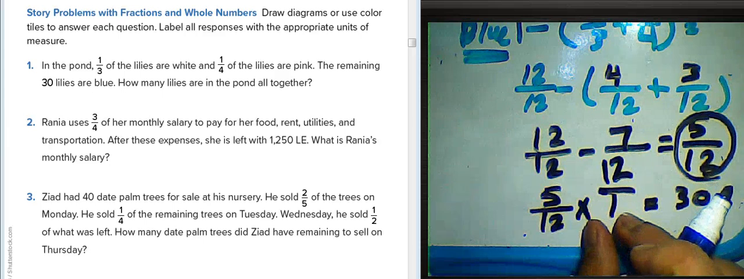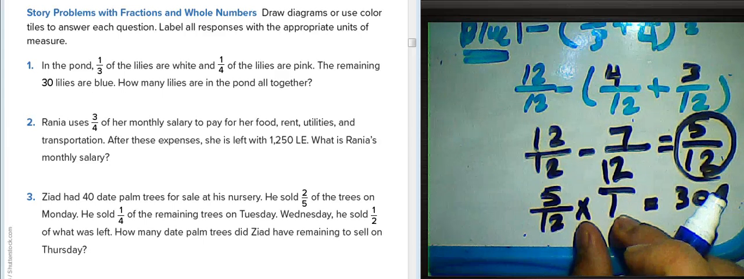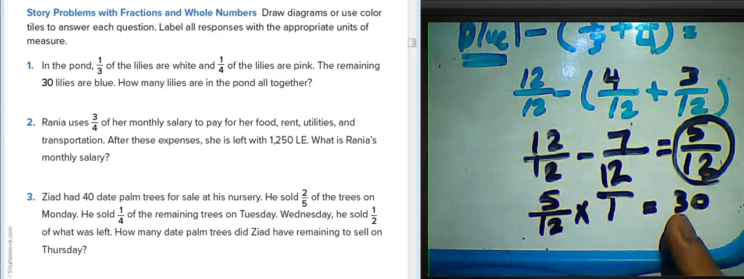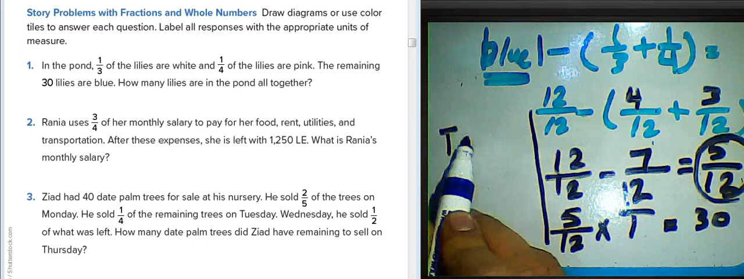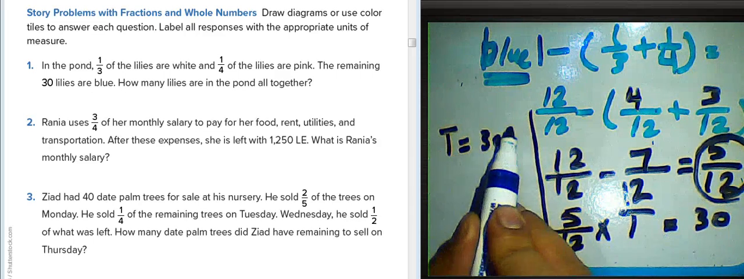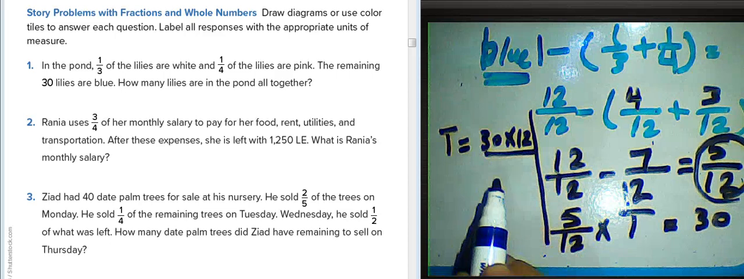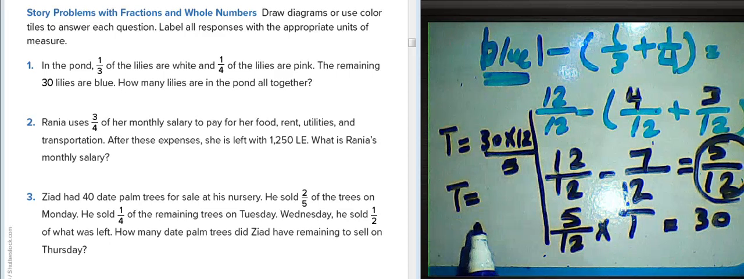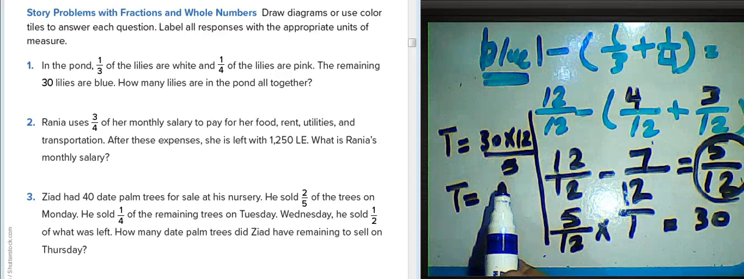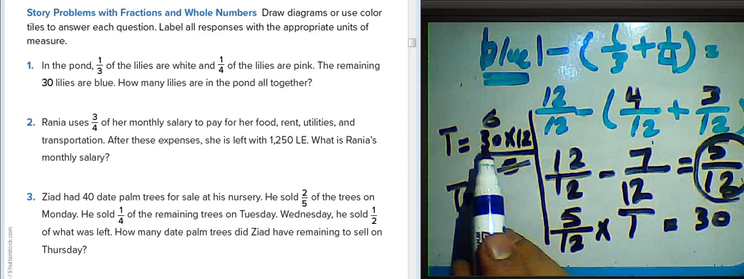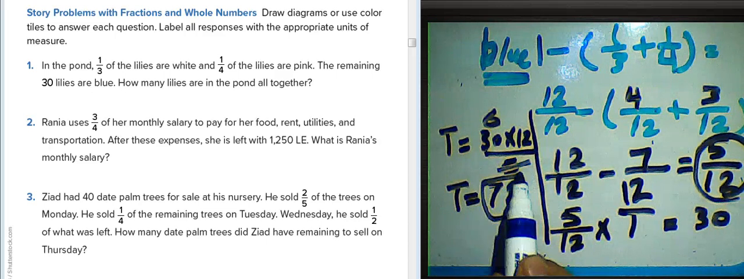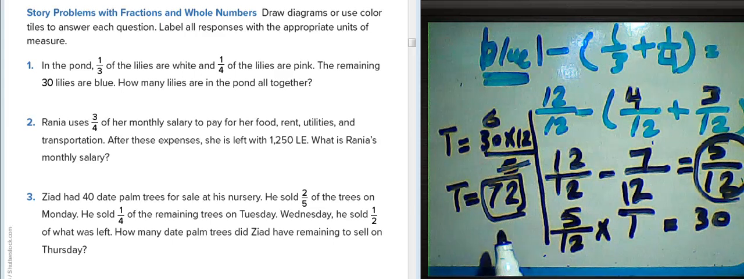We want to find the total. We can find the total by multiplying 30 by 12 and then dividing the result by 5. Okay, I will do it here. Total equals 30 multiplied by 12 over 5. 30 divided by 5 equals 6, and 6 times 12 equals 72. So the total lines in the pond altogether equals 72 lines.